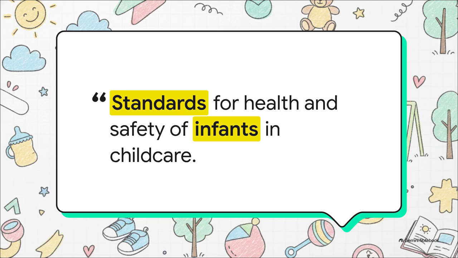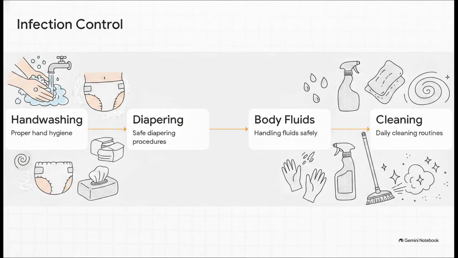For example, understanding and strictly implementing the AAP's back-to-sleep guidelines for SIDS prevention isn't just a best practice, it is literally life-saving. Next, we have the daily protocols for infection control and universal precautions. We're talking frequent hand washing, strict diapering procedures, safely handling body fluids, and rigorous daily cleaning routines. I encourage you to frame these not just as repetitive daily chores, but really as your frontline defense against illness. In an infant and toddler environment, impeccable hygiene is exactly how you protect the very vulnerable immune systems in your care.